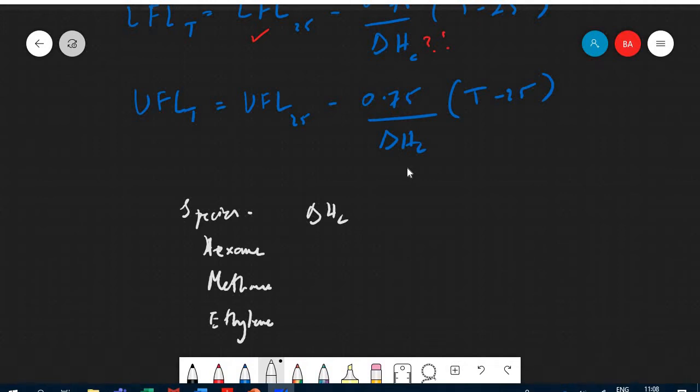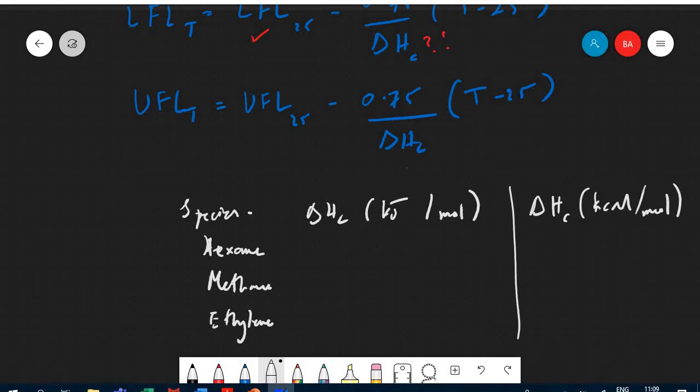If you go back to your book, about page 235, the section on flammability limit dependence on temperature, equations 6.4 and 6.5, it is written that the delta heat of combustion is the net heat of combustion in kilocalories per mole. So here we are talking about kilocalories per mole. In appendix B, it's given as kilojoules per mole, so you need to get the values in kilocalories per mole.